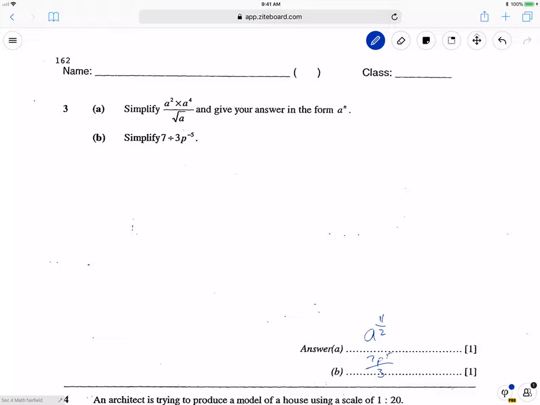Okay, so first one, 3A squared, because it's A squared times A to the power 4, what do we do to the power according to the rule of indices? Yeah, you add them, right? So it becomes A to the power 6 over A to the power of half. Next, we have to divide, right? We minus. Because it's division, same base, so we take A to the power of 6 minus half. So it becomes A to the power of 5.5. So 5.5 is actually 11 over 2. Okay, how about B? Make sure you get B. Alright, good.